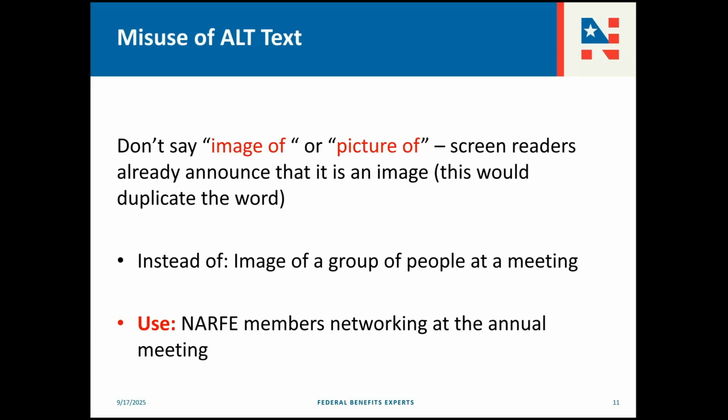Another misuse of alt text. Don't say image of or picture of. Screen readers already announce that it's an image. This would be a duplicate word. So if I was saying image of a group of people at a meeting, the screen reader is going to say image, and then I'm going to say image of a group of people at a meeting. It's just a duplication. Instead, use NARFE members networking at the annual meeting, because the screen reader is going to say image of NARFE members networking at the annual meeting.